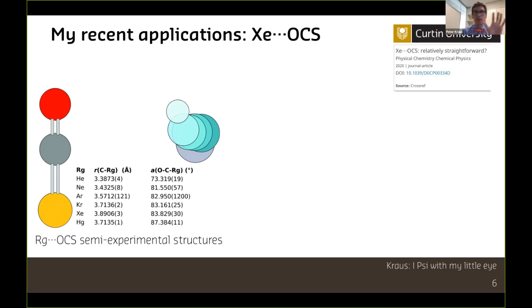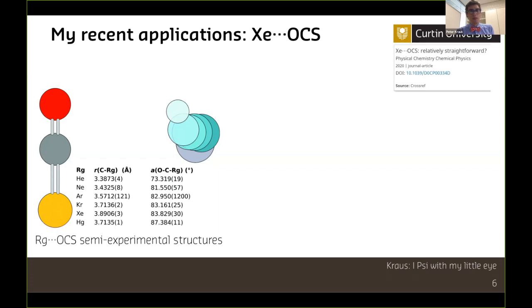The helium structure and the neon structure are not particularly reliable. The xenon structure we were able to determine, and for the mercury structure the rotational constants were already published. We have calculated the semi-experimental structure. So it's an experimental structure that is back-corrected to the equilibrium theoretical structure using anharmonic corrections.